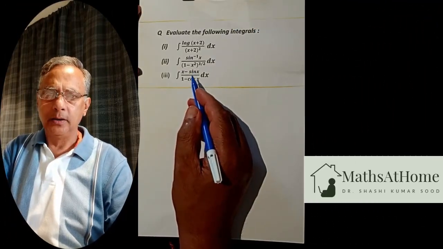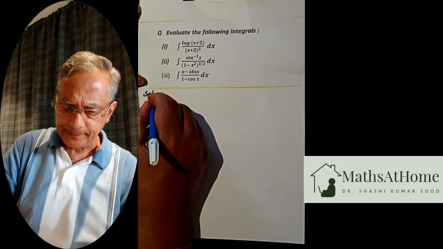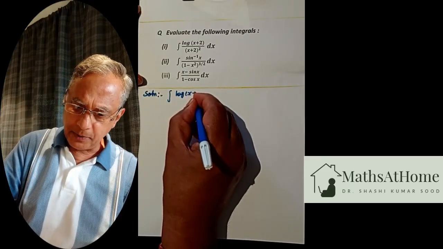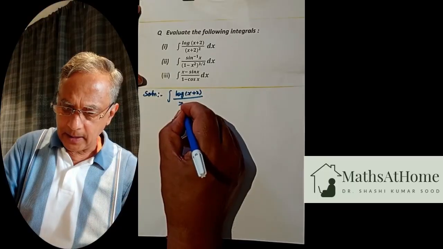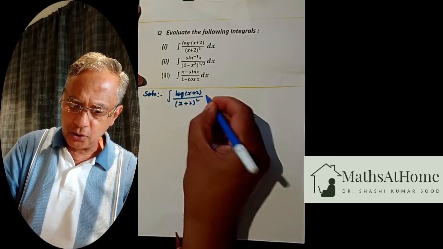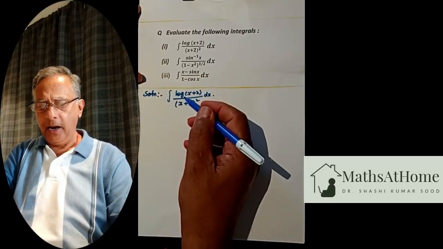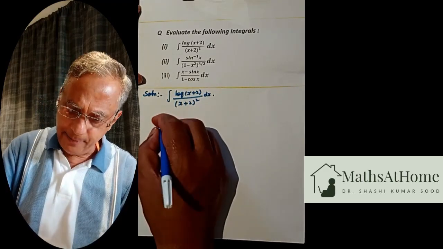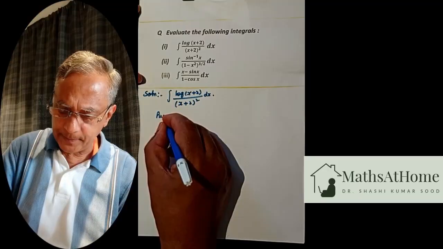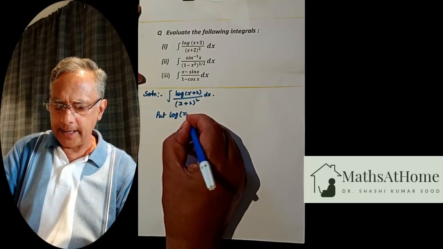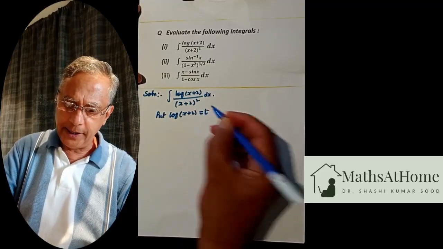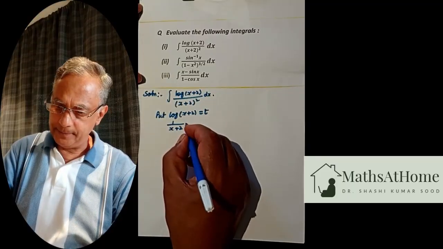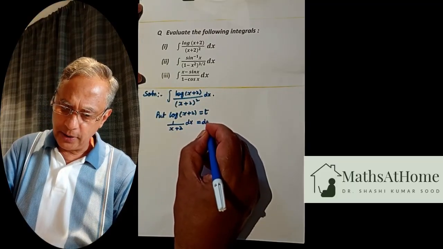Now we take up some more questions. First is integral of log of x plus 2 over x plus 2 whole square dx. I will do this question in two different ways. First is I make this substitution. Put log of x plus 2 equal to t. So differentiate this. This will be 1 over x plus 2 dx is equal to dt.